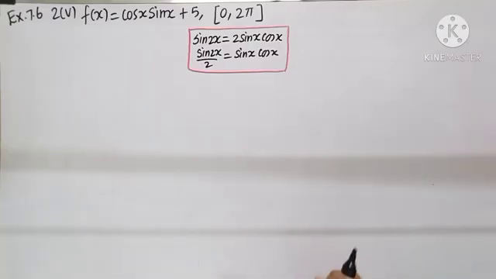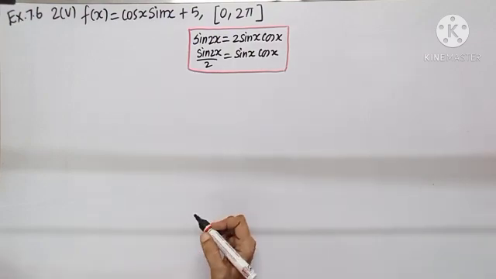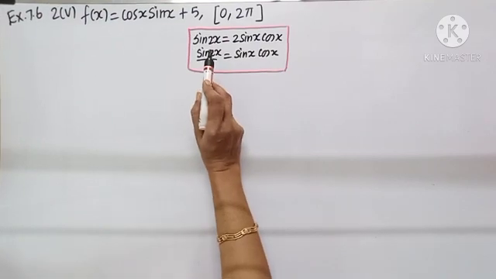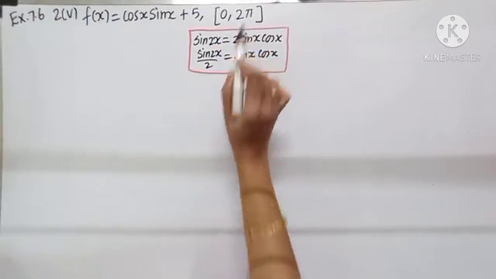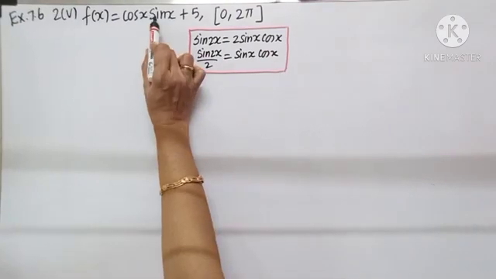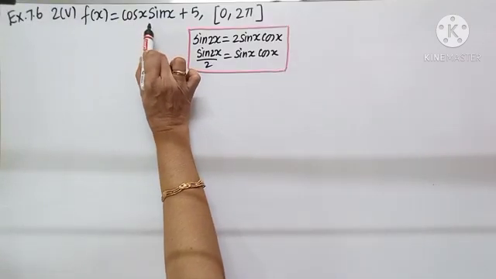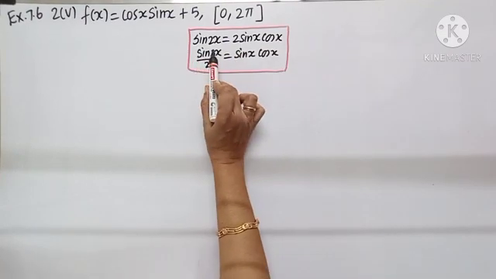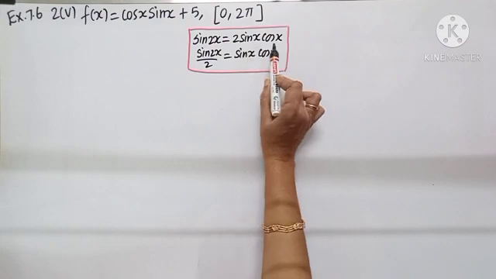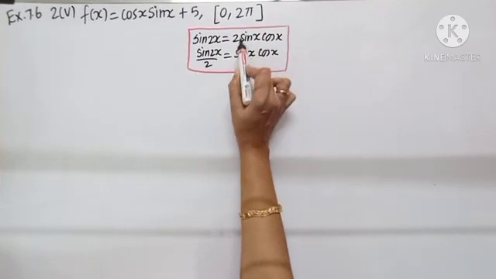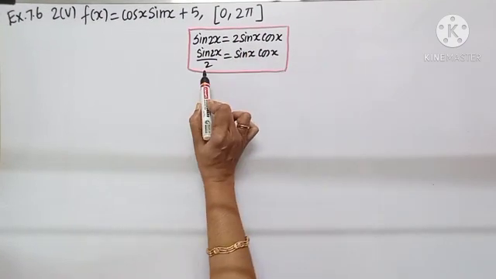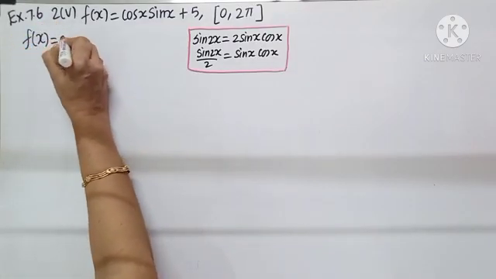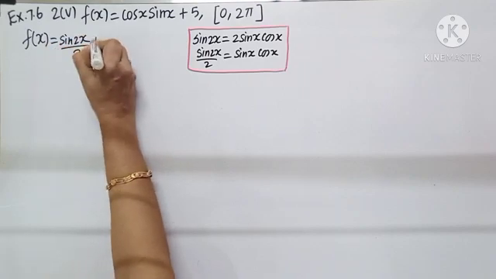Exercise 7.6, question number 2, subsection 5. f of x equals cos x sin x plus 5, when the interval is 0 to 2 pi. Whenever sin x cos x comes in calculus questions, let us remember the trigonometry formula: sin 2x is 2 sin x cos x. Therefore, sin x cos x can be written as sin 2x by 2. f of x is rewritten as sin 2x by 2 plus 5.